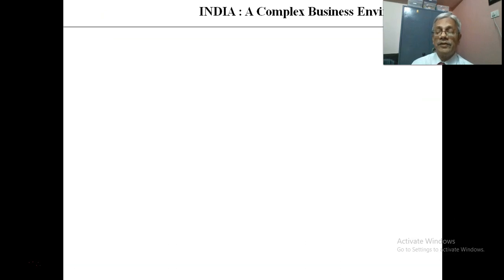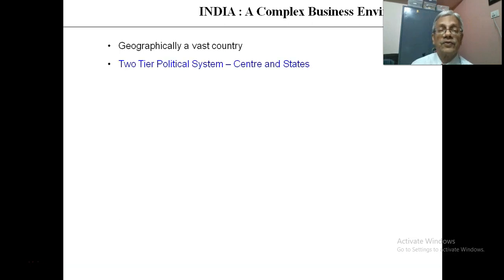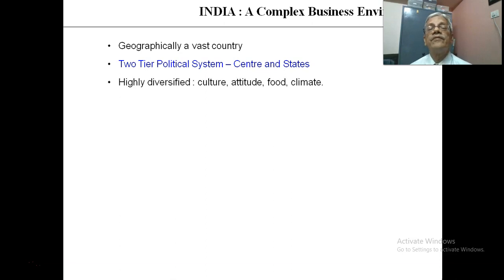So corporate planning, in addition to all that, India is already a large country, geographically a vast country, and it has got a two-tier political system. We have both central government and state government, and each will have their own sets of policies. And we have a very diversified country in terms of culture, attitude, food, and climate.